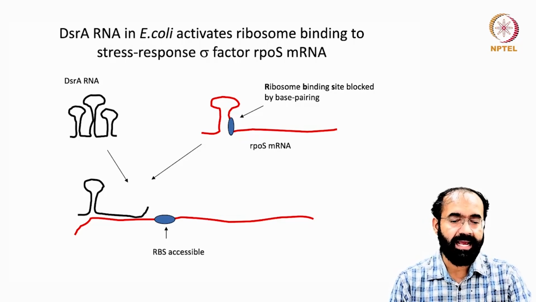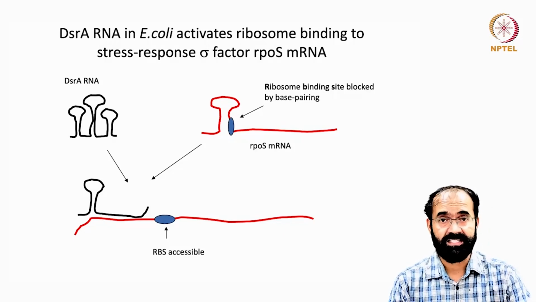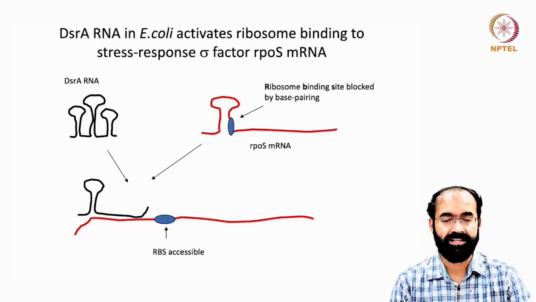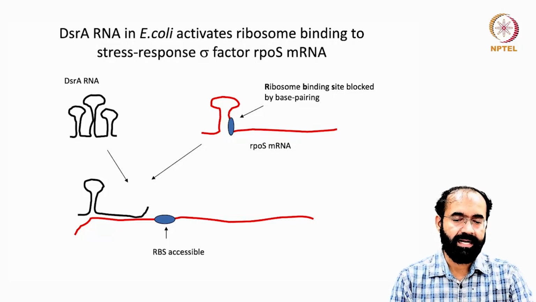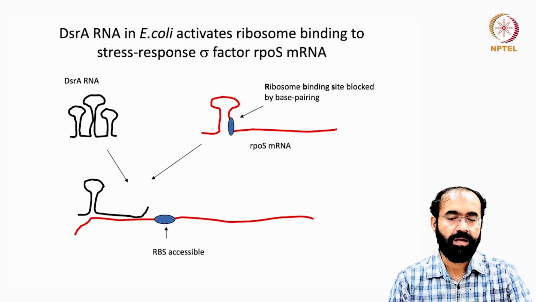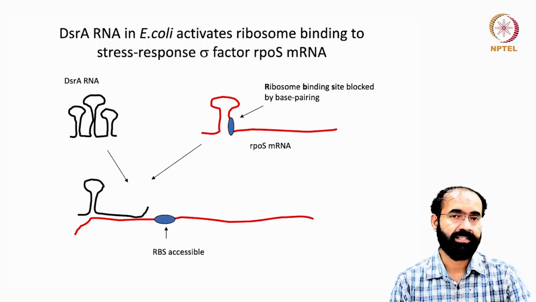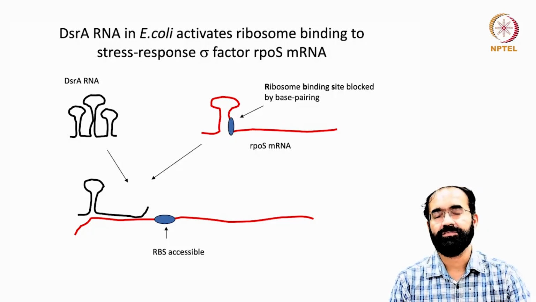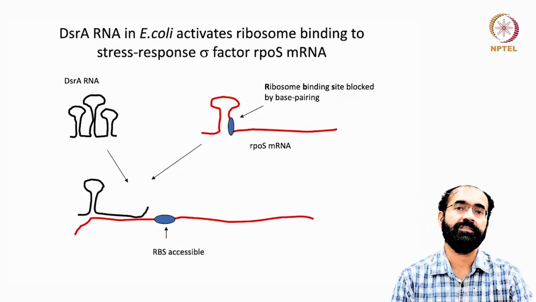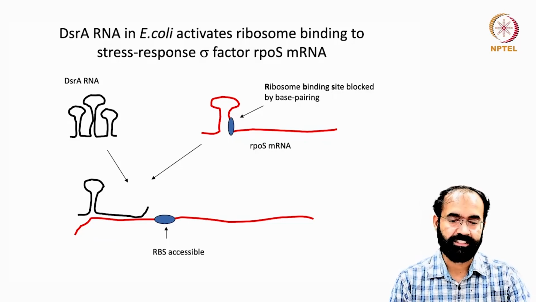So DsrA RNA is here, and this is somewhat similar to the shRNA, or the antisense RNA, we have been discussing. This is the RNA that is meant for rpoS RNA. rpoS encodes a sigma factor, like the several sigma factors we have seen when we studied bacterial gene expression.